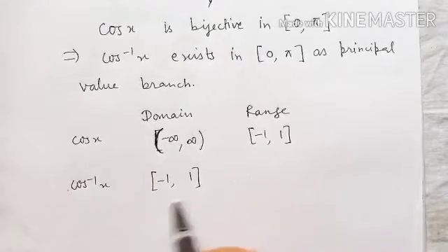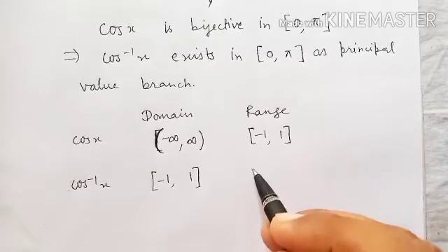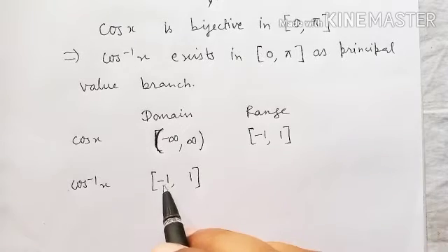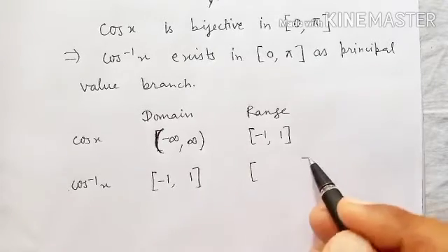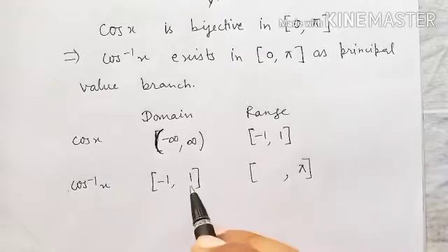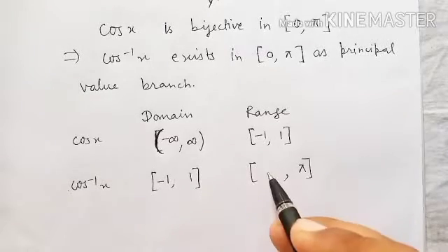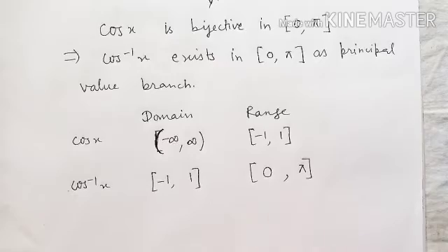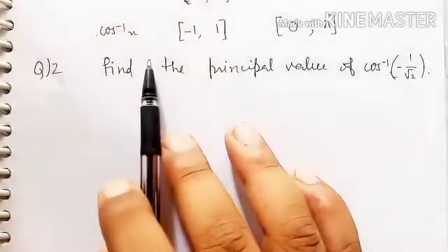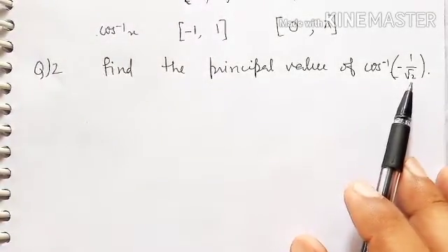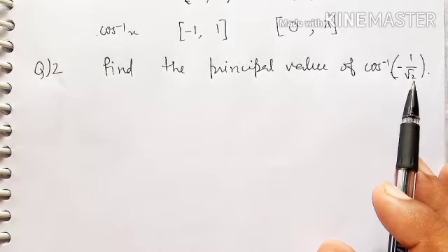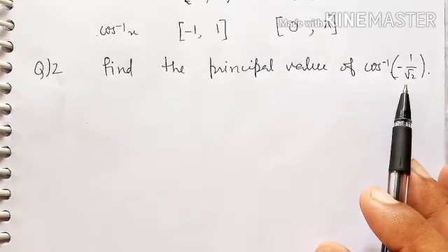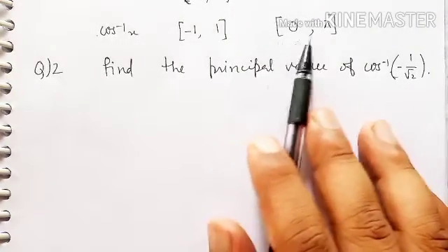Now we have to think according to it the range of cos inverse x. So we know that minus 1 is equal to cos pi, so we write pi here, and 1 is equal to cos 0, so we write 0 here. Find the principal value of cos inverse minus 1 by root 2. We have to find an angle for which cos is equal to minus 1 by root 2, but the angle belongs to this interval.